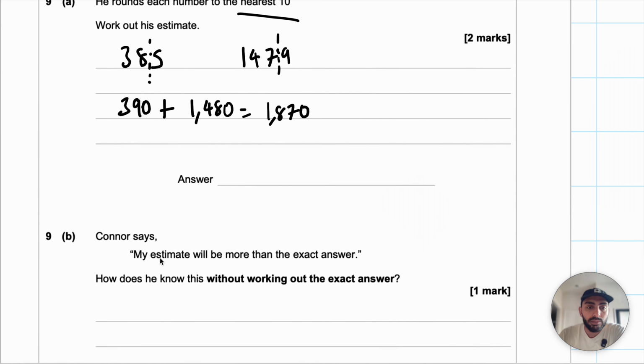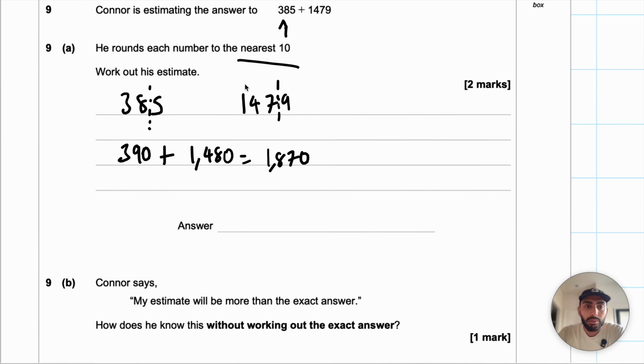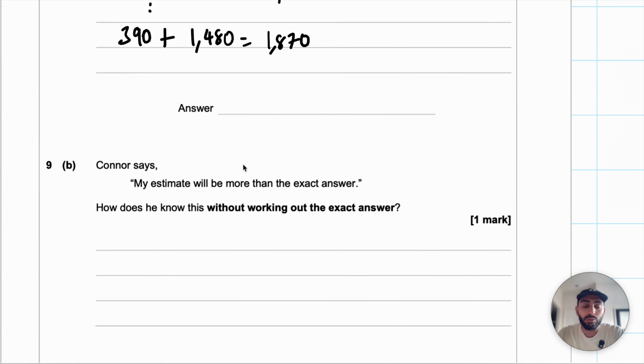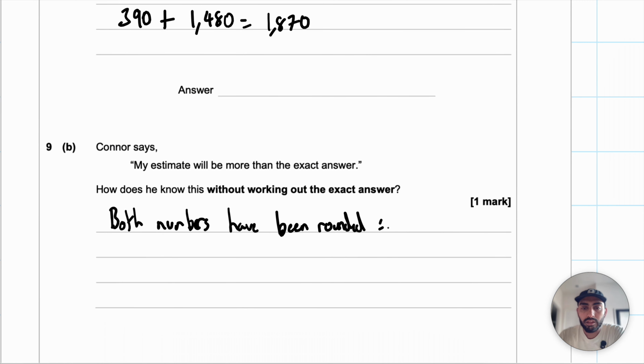Part B. Connor says, my estimate will be more than the exact answer. How does he know this without working out the exact answer? So in both of these, we rounded this number up to 390, and we rounded this number up to 1480. That means we're using larger numbers than we actually have, so the answer will be larger than it actually should be. So both numbers have been rounded up, therefore it will be greater than the actual answer.